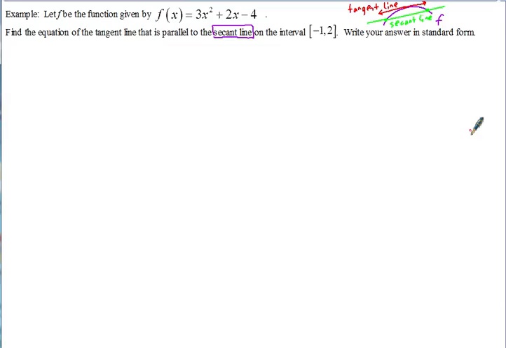So before we can make it parallel to it, remember parallel lines have the same slope. In order to make it the same slope, we first need the slope of the secant line. So it's on this interval that's giving us the x-coordinates.